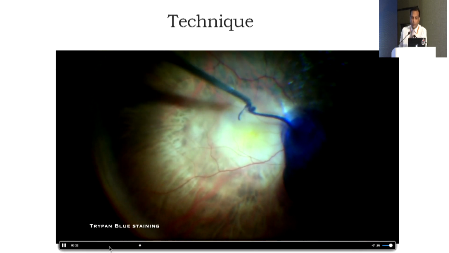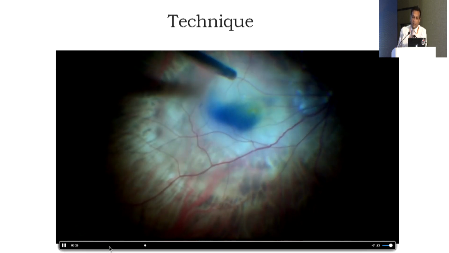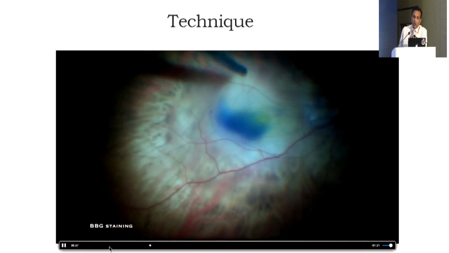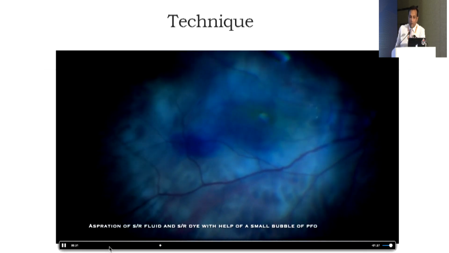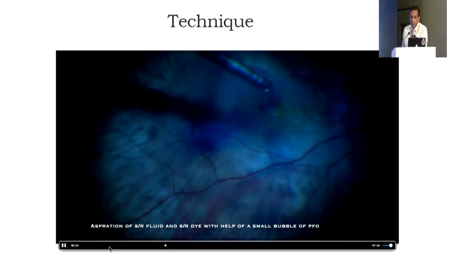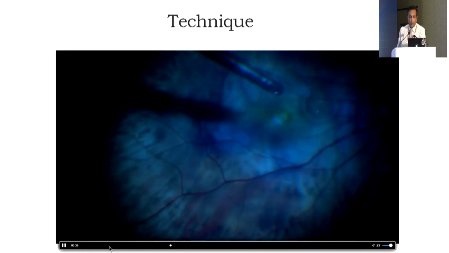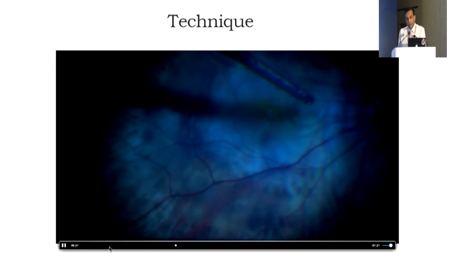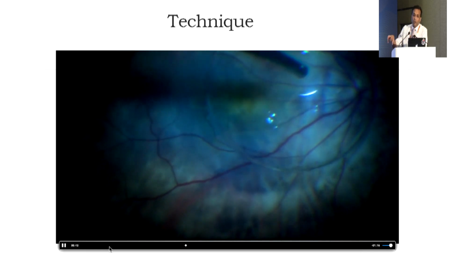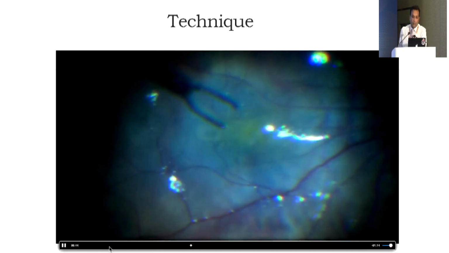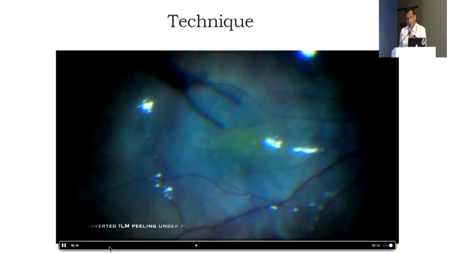After that, you stain with trypan blue to see whether there is any residual cortical vitreous or any ERM left. Once you think that there is none, you stain with brilliant blue, multiple stainings, multiple times, and for a longer duration. You inject a small bubble of PFCL and make the posterior pole relatively flat, and then you start peeling.